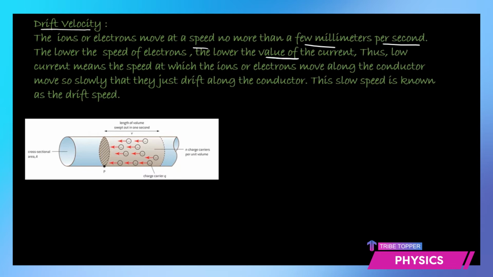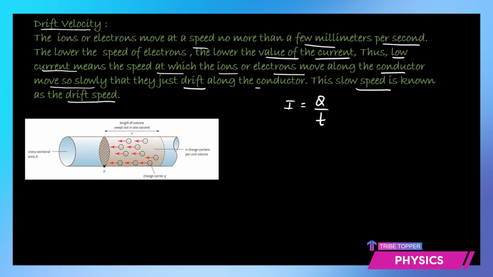the value of the current will also be lowered, because current is what? The rate of flow of electrons, and if the speed of flowing of electrons is smaller, the current will be smaller. So low current means the speed at which the ions or electrons move along the conductor is also slow, that we say they just drift along the conductor. This slow speed is known as the drift speed or drift velocity.